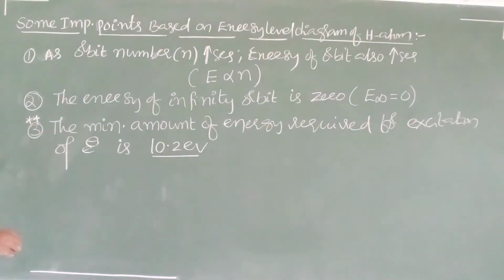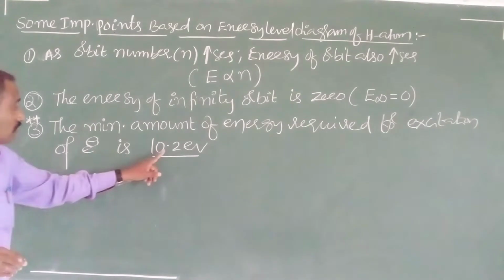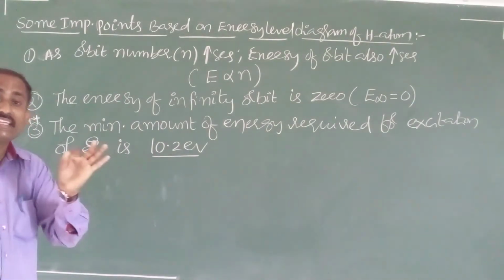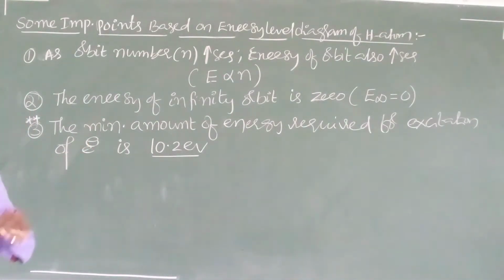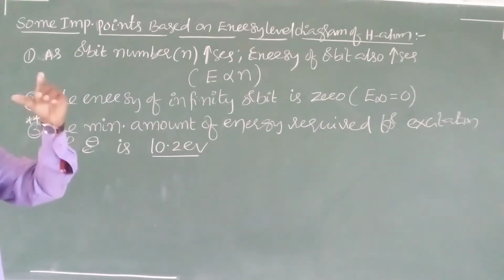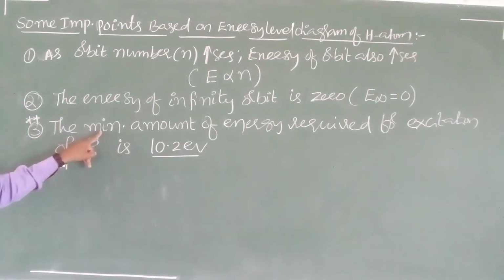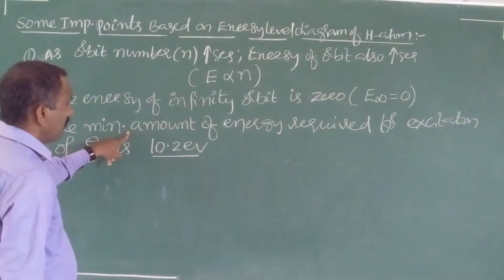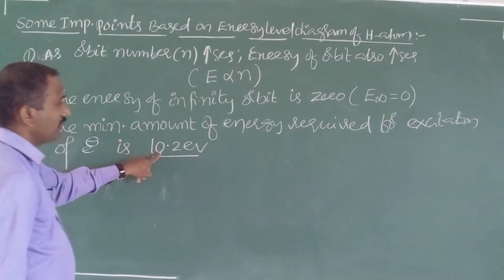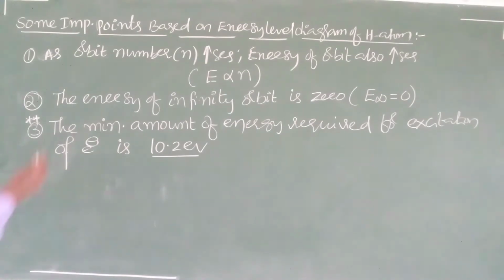Then just by a glance we are able to tell the answer. So this is the minimum energy only in the case of hydrogen. For helium, we have to calculate the first energy level, the second energy level, then the difference. So in the case of hydrogen, the minimum amount of energy required for excitation of an electron is 10.2 electron volts.